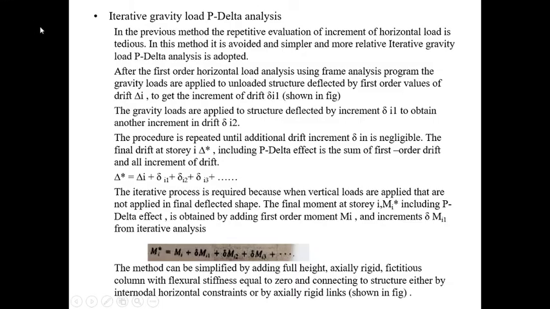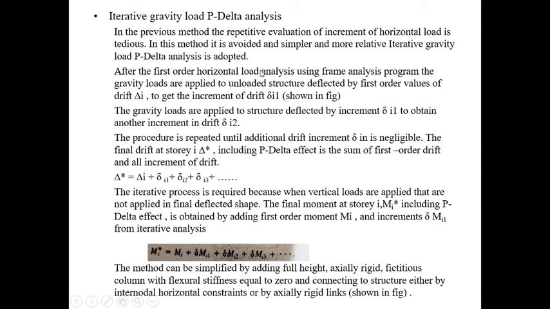The next we have is the iterative gravity load P delta analysis. In this, as in the previous method, the repetitive increment keeps on being added. Because we go on adding the incremented value and then again do the analysis, it becomes a tedious process. So in this method it is avoided. In this iterative gravity load P delta analysis, we avoid that iterative process and make it a simpler method for the iterative gravity load analysis.